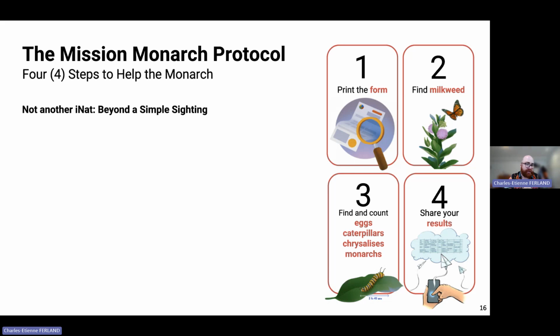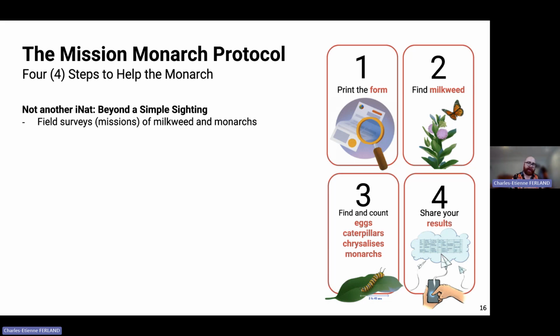We don't collect the same kind of data. iNaturalist is a very popular participatory science platform, which I love to use. It's great for saying, hey, I saw this at this location on this day at this time. However, what we do collect in Mission Monarch are survey data.